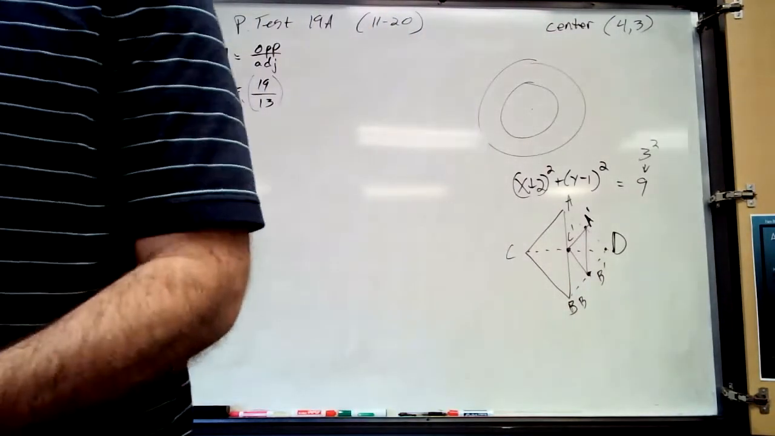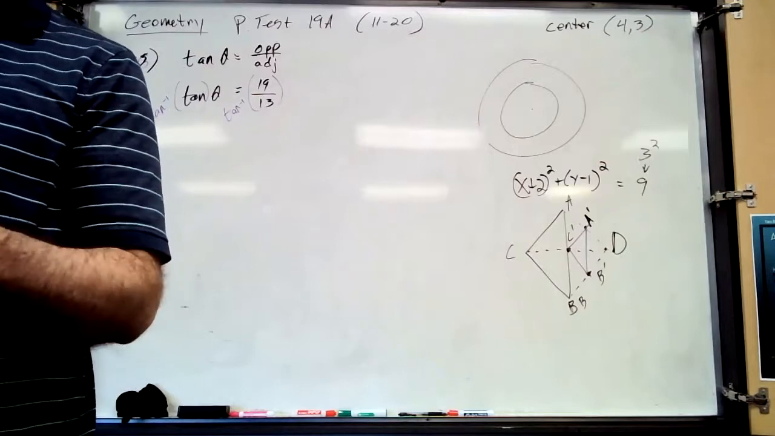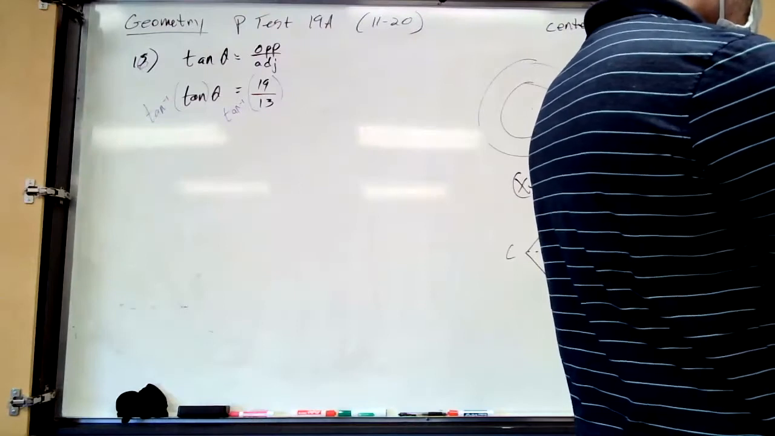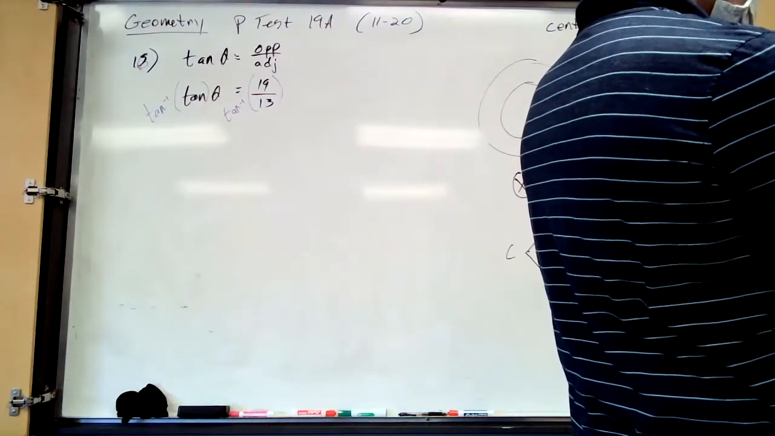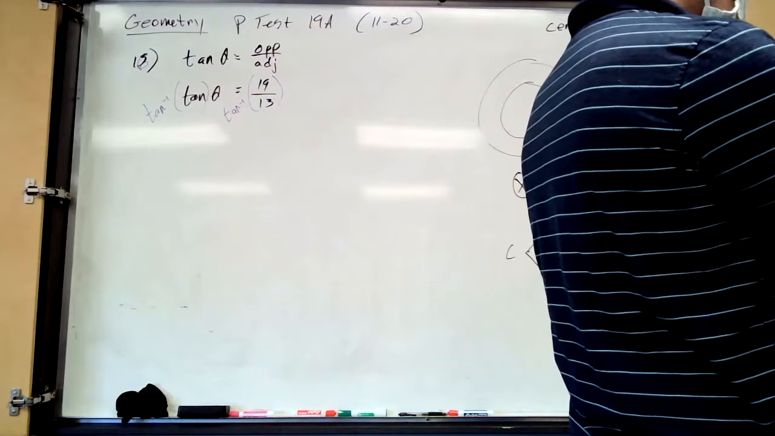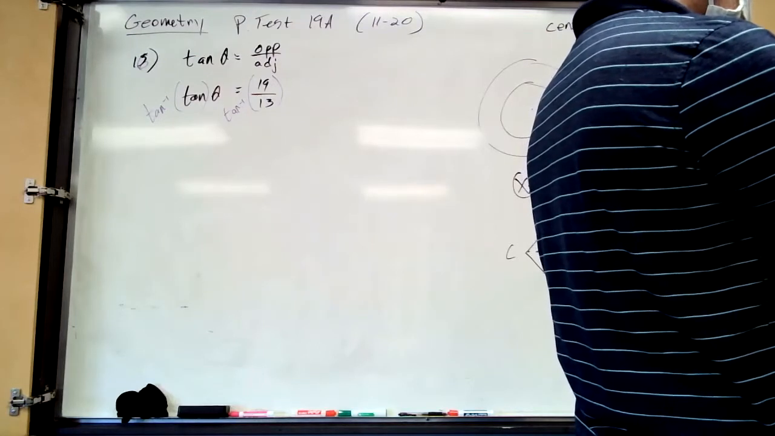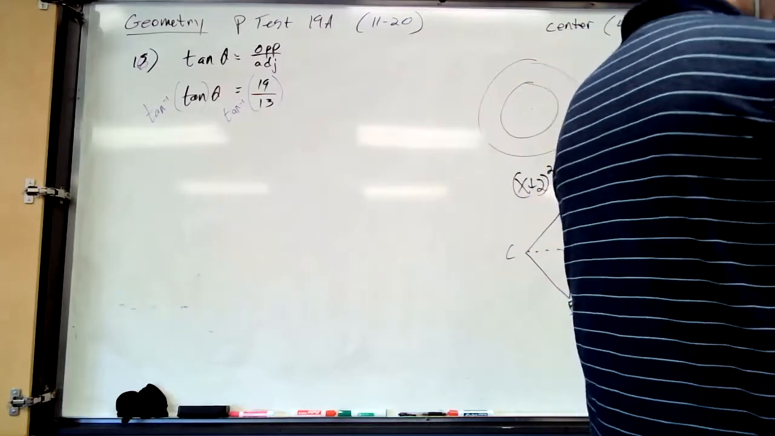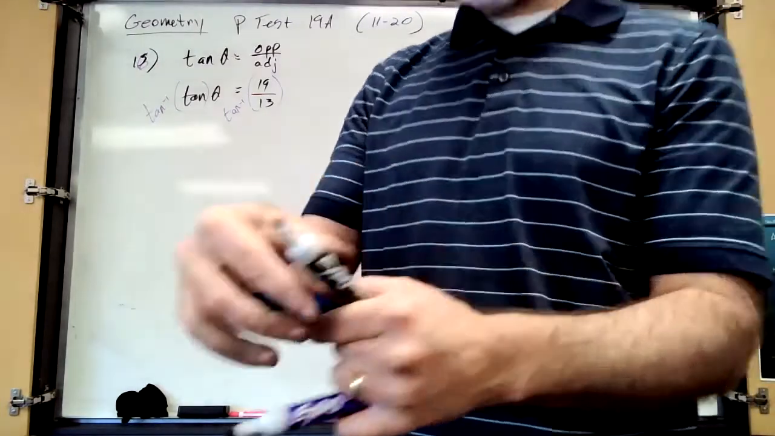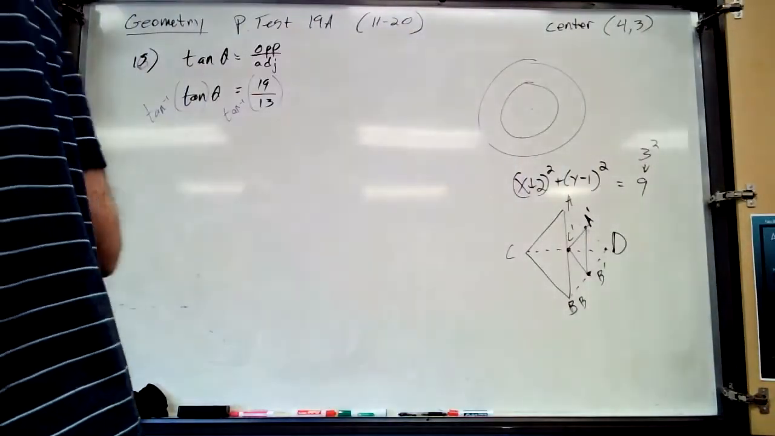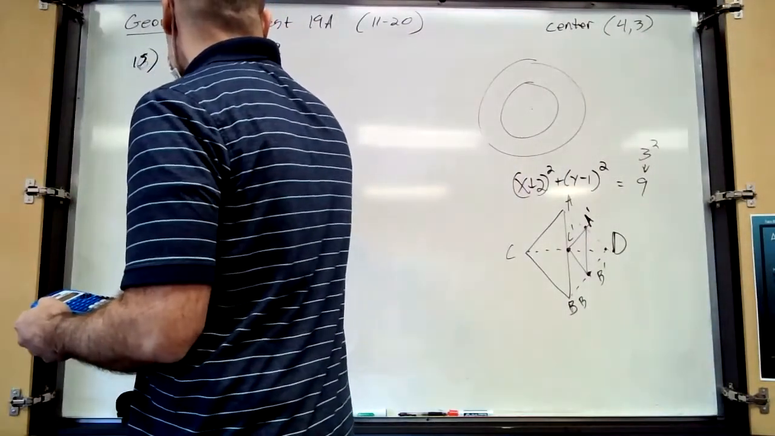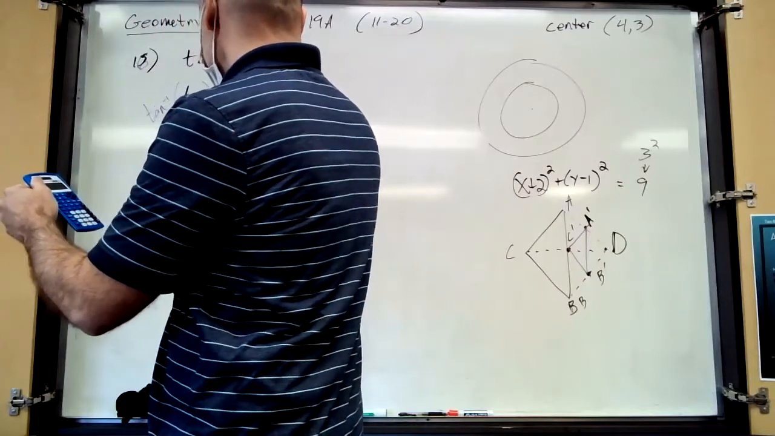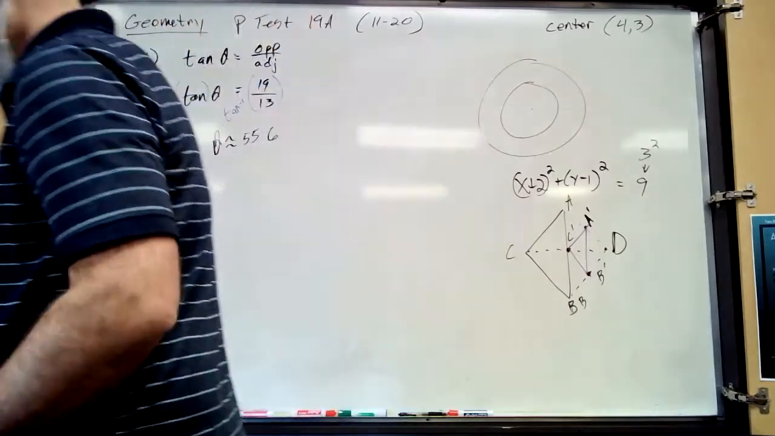Okay, so inverse tan. I'm going to do this on this calculator. I'm going to go second tan button. So inverse tan, and then 19 divided by 13, other parenthesis, equals 55.619. Let's see, round to the nearest tenth. So theta equals 55.6, and not equals, but approximately. Okay, don't forget to round it.